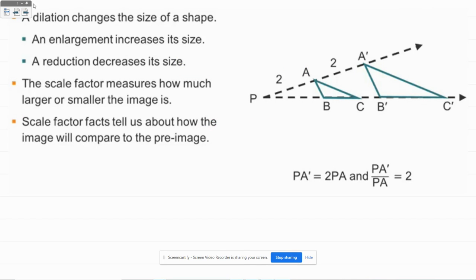Okay. This is basically everything up to what we talked about. A dilation changes the size. And if you look here, this was an enlargement. If this is 2 and the whole thing is 4, that was a double. And you could tell that it doubled in size, which is why the scale factor is 2. The scale factor tells how much larger or smaller it is, and we use multiplication, not addition.